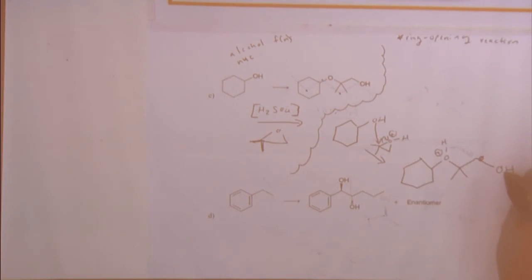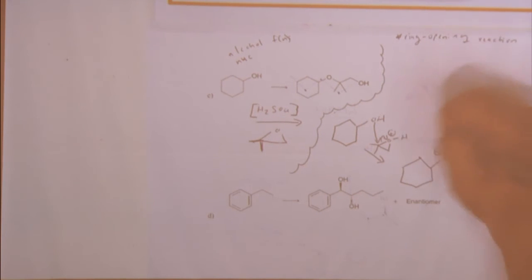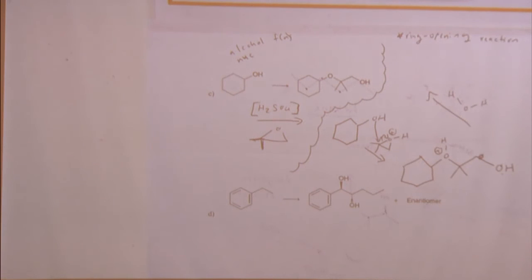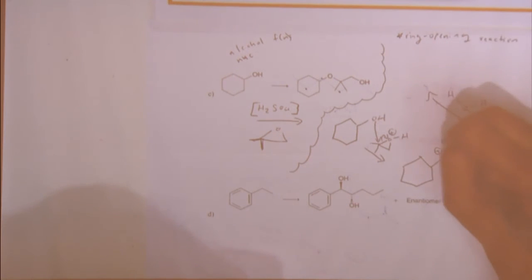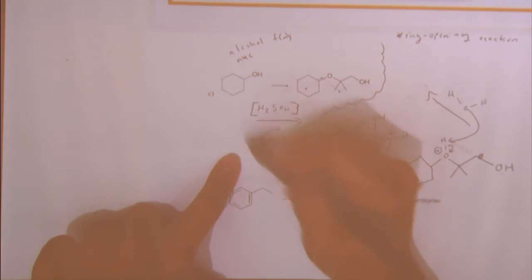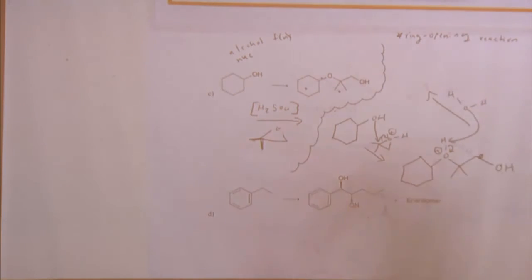But now instead of this OH being positive, it's neutral, and your original alcohol is going to have the positive charge on it. So to get it to become neutral, you're going to need to use H2O, which is in your reaction from the sulfuric acid, to deprotonate the compound, giving you that final product. So that's why this is the only reagent you need, because this is what that mechanism is looking like.